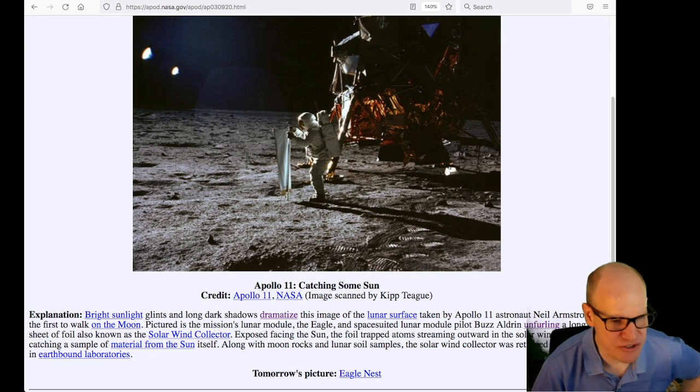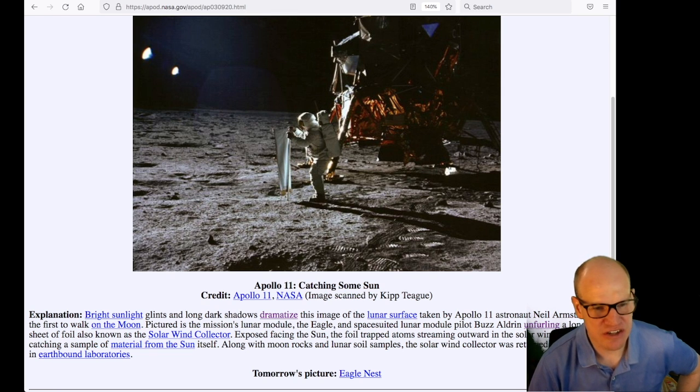The surface of Uranus is not quite the same. It's a little bit more squishy.